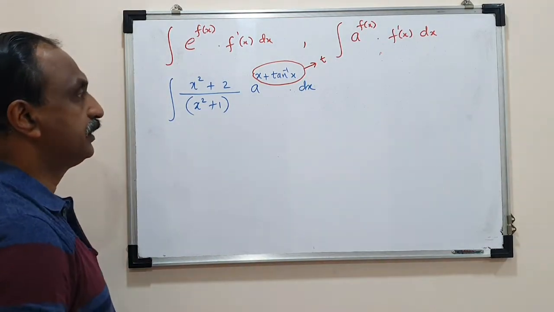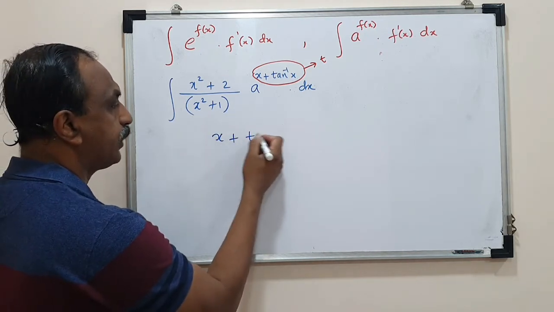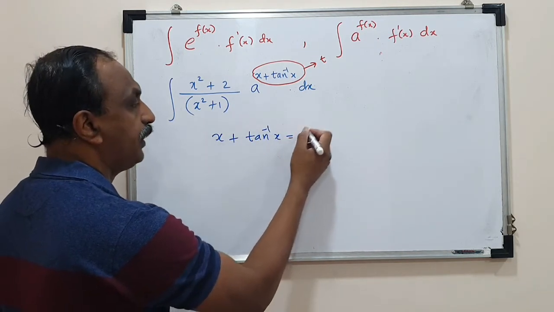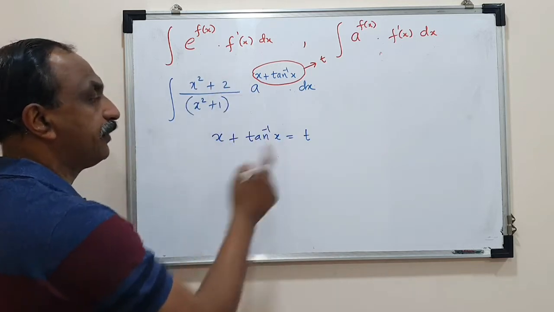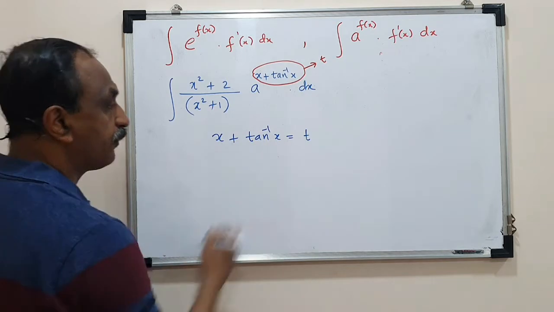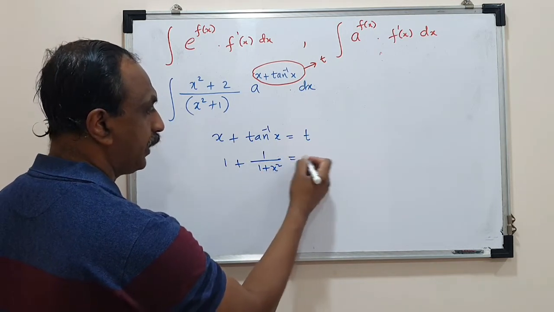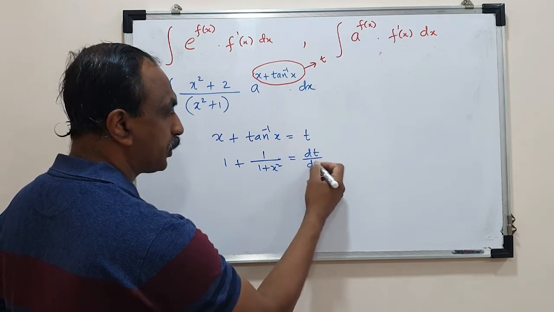So what is our method? We will start with x plus tan inverse x equal to t. I am very confident that its derivative will be present, because otherwise this is not integrable. So I am going to differentiate it. 1 plus 1 upon 1 plus x square equal to dt by dx. I differentiated with respect to x.